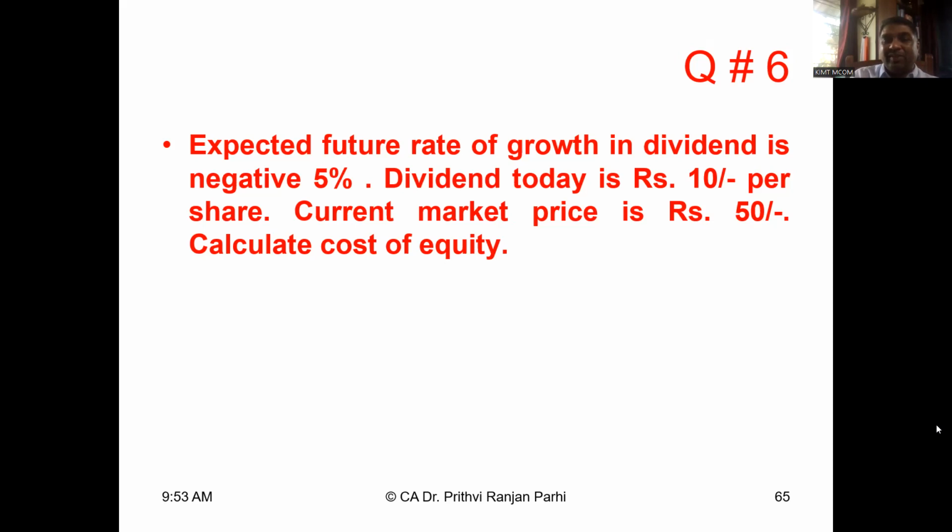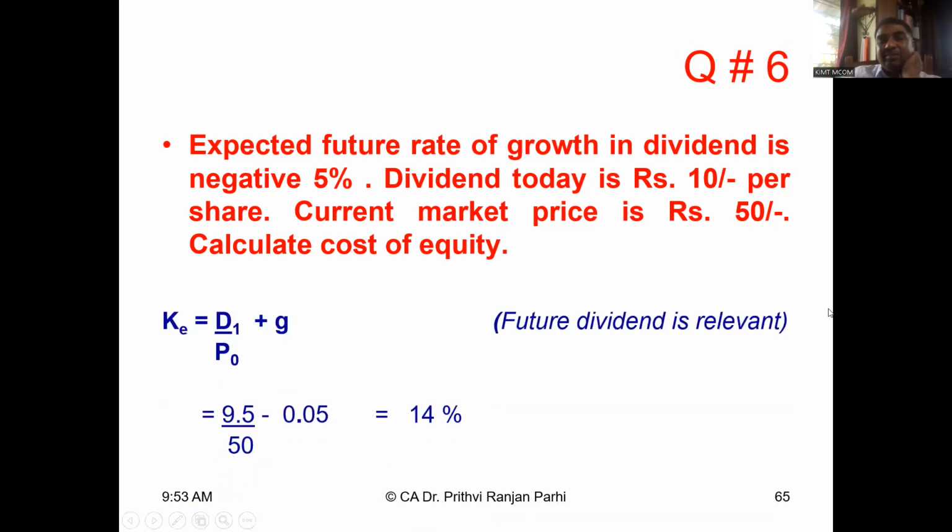Once you have understood the question, you will be able to do it. You see the answer. D1 by P0. Dividend today is 10, but what is the future dividend? Considering negative growth, it will be 9.5, divided by P0, plus G. Here growth is negative, so plus minus G. So it becomes 9.5 divided by 50 minus 0.05. That is a trick in the question.